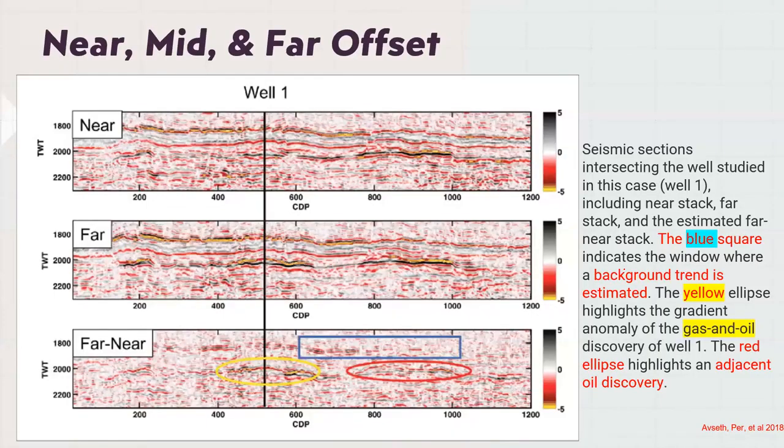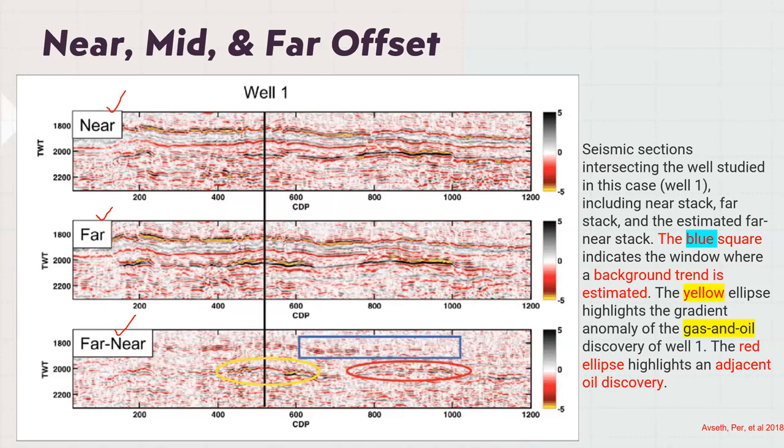And this is another beautiful example. Over here you can see two angle stacks: the one on top is the near angle, so this one is near and this is far. And this is the difference, far minus near, just to verify whether there is an amplitude rise or not. Here the blue box is the indicator of the window where the background trend is estimated. So this minus this, there is still some amplitude, which means there is a rising AVO.